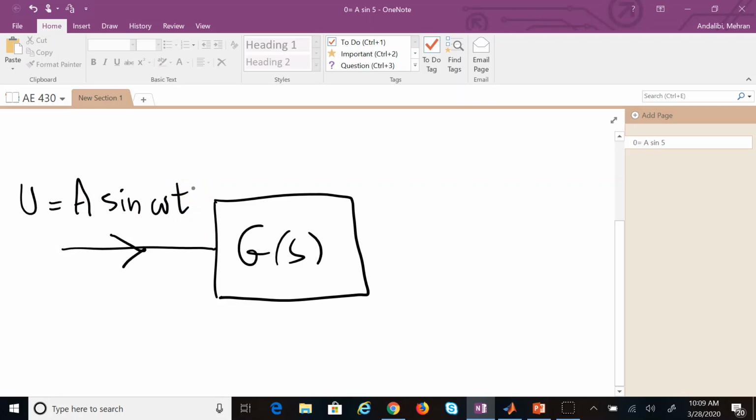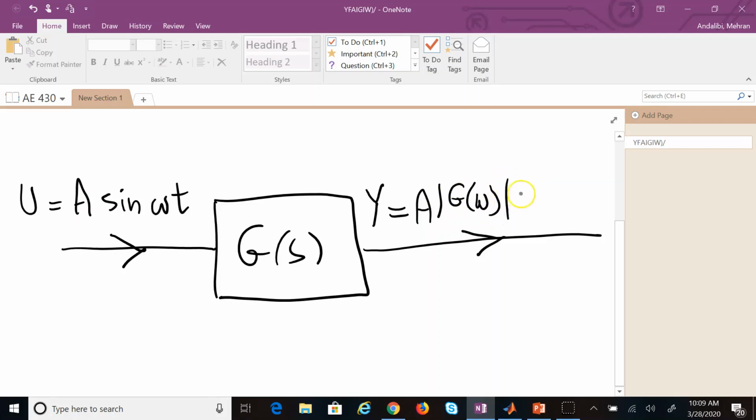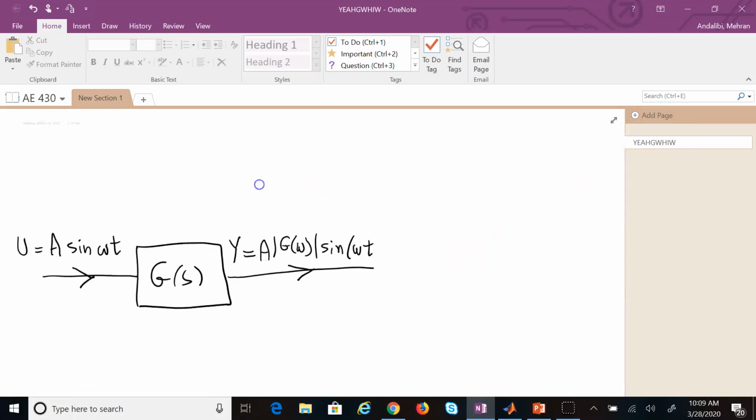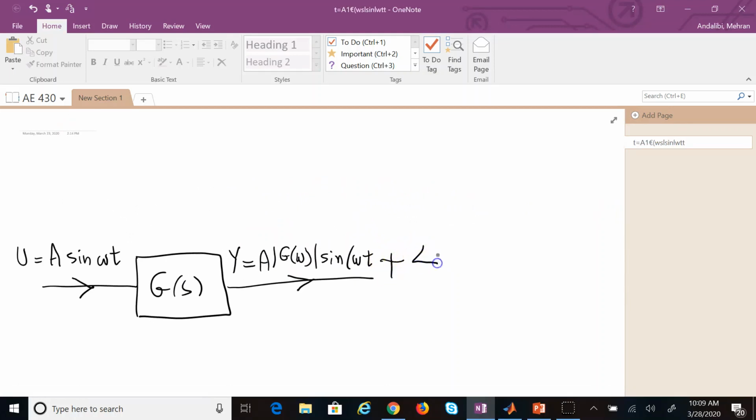Okay, and then if I give a linear system with transfer function G a harmonic function like u, then you can show that the output will also be another harmonic function, while the magnitude, the amplitude of it, is different and the phase of it is different. So if the amplitude of the input is A, for the output it's going to be A times the magnitude of G at that frequency omega. And the frequency of the output is still omega, but it has a phase shift, where that phase shift is the angle of G at that frequency.